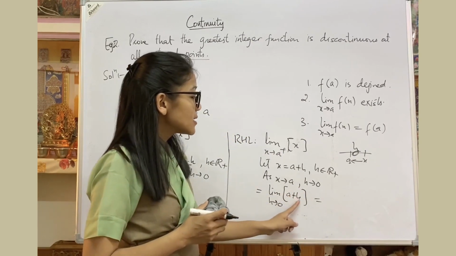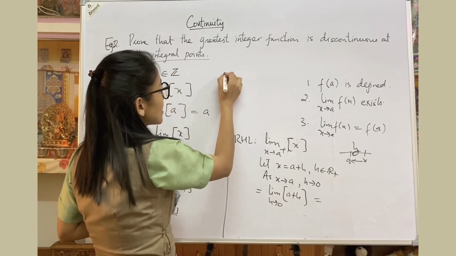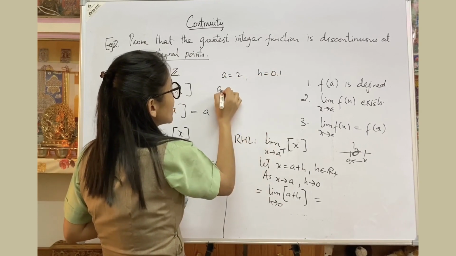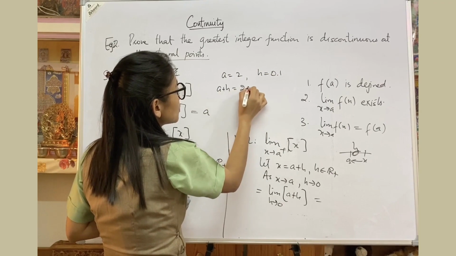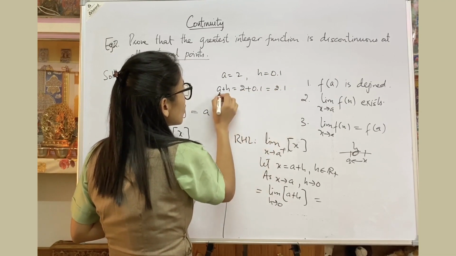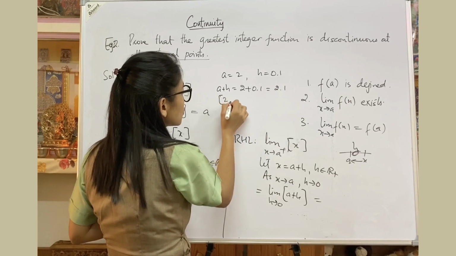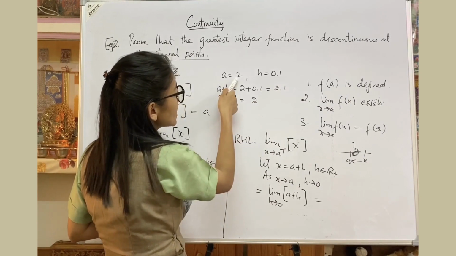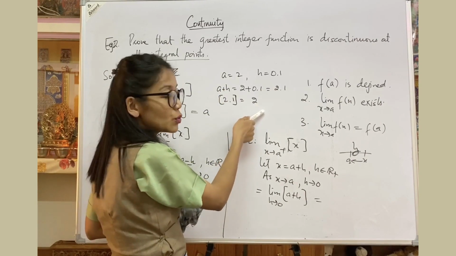Now I'll show you one example. Let a equal 2, h equal 0.1. What is a plus h? 2 plus 0.1, that is equal to 2.1. Now when you take the greatest integer function of 2.1, its image is 2. So when a equals 2, its image is 2, right?